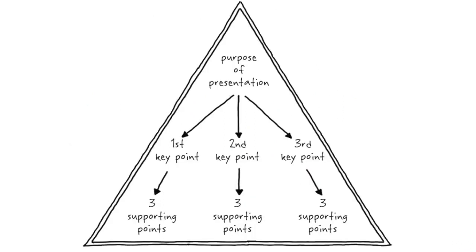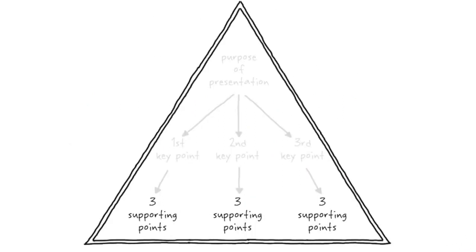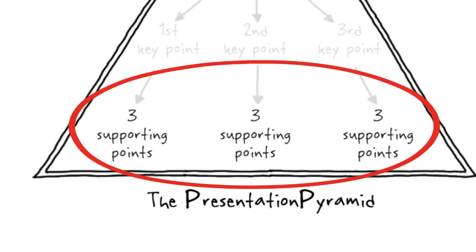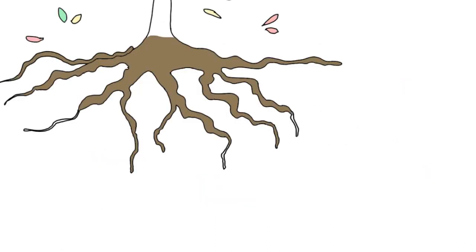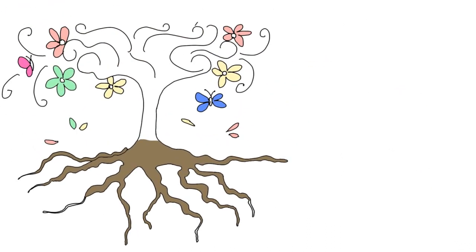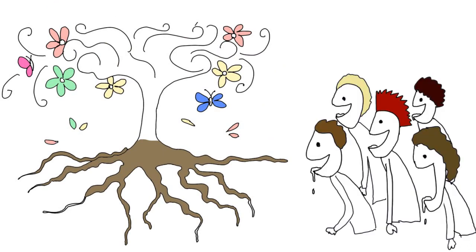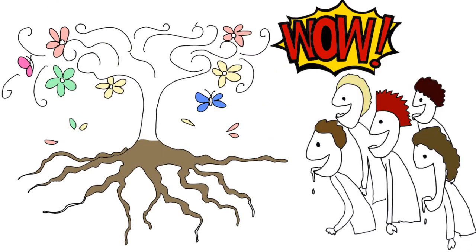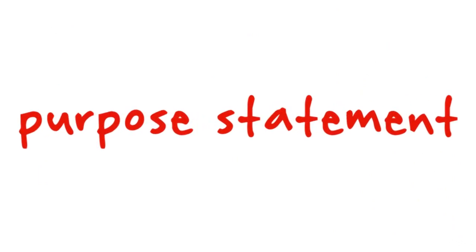And finally, the third part of your presentation pyramid has the supporting points for each of your 3 main points. These are the roots to your pyramid that contain all the little details that make your audience go wow with delight. Let's start with your purpose statement, okay?